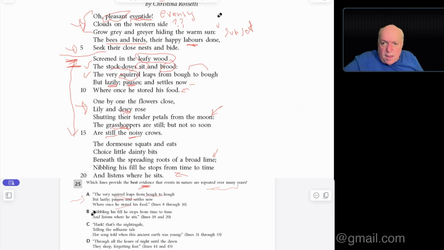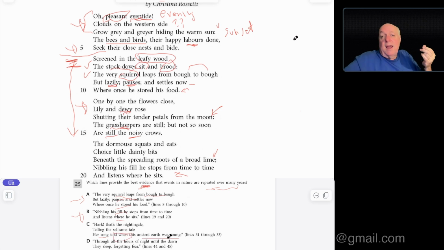Okay. B: nibbling his fill, he stops from time to time and listens to where he sits. So again, we all eat a couple of times a day, things like that. But in and of itself, this is pretty much just standing there in isolation, just like A did as well. C: hark, that the nightingale telling the same self-tale, her song told when Phil's ancient earth was young.